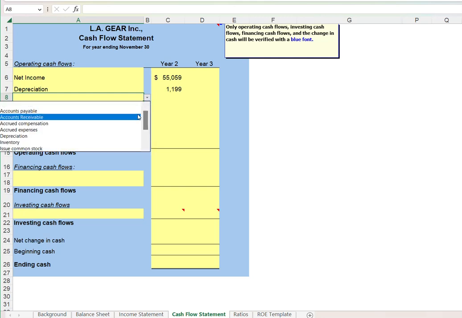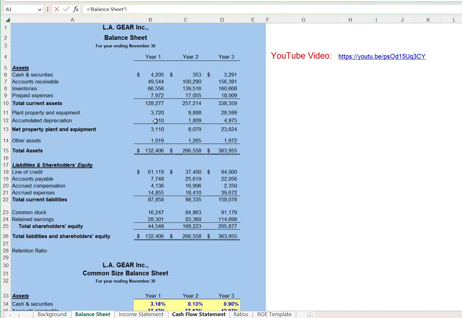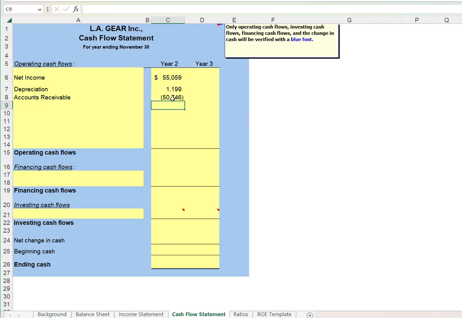We're going to begin with accounts receivable, and we need to pick up the change in our balance sheet accounts between year one and year two. So let's hit equals. Let's click on the balance sheet tab. In year one, our accounts receivable was $49,000. In year two, it was $100,000. So we see accounts receivable went up. An increase in assets is a use of cash, so we want this to be a negative number. So we want to take the smaller number, the year one, and subtract the larger number, year two. And again, there is our increase in accounts receivable we treat as a cash outflow.